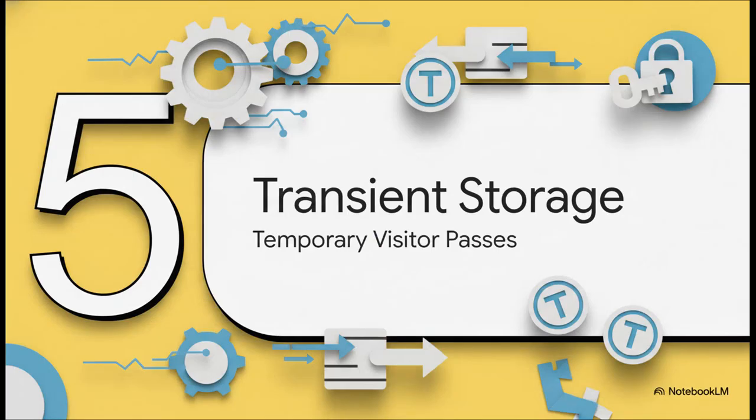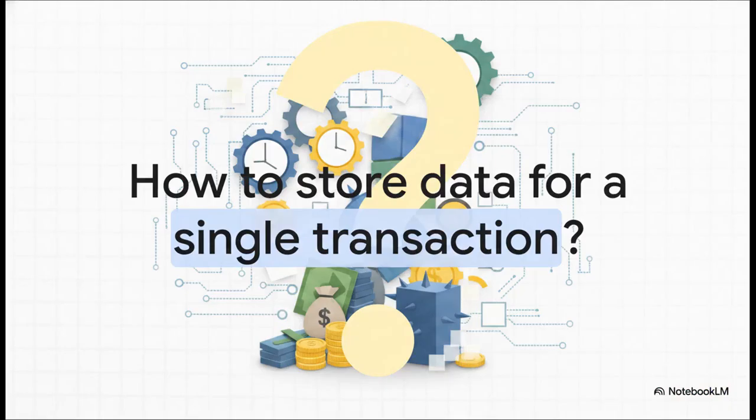Okay, Section 5. This is a big one. The transient storage revolution, or issuing temporary visitor passes. So what if you just need to hold on to some data for a single transaction? In the past, you were stuck writing to a permanent storage slot, and even if you were a good citizen and set it back to 0 at the end of your function to get a gas refund, the upfront cost was still just painfully high.